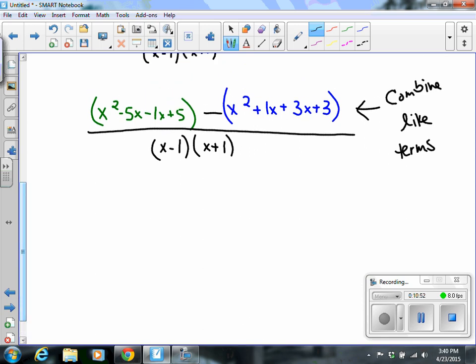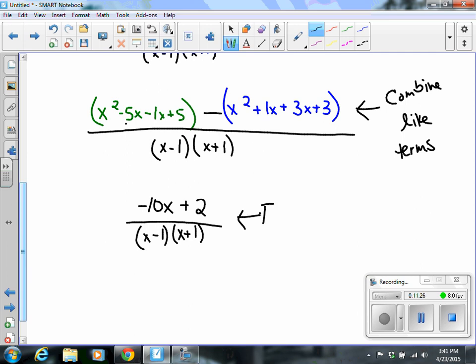So I have x squared minus x squared. I don't have an x squared now. Technically, in the green here, I've got minus 6x minus 4x. So negative 6x minus 4x gives me negative 10x. Then I have 5 minus 3, which gives me 2, all over (x minus 1) times (x plus 1).